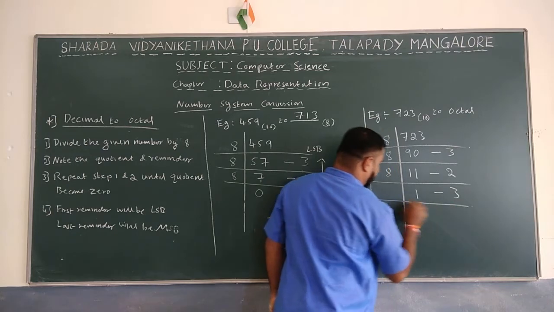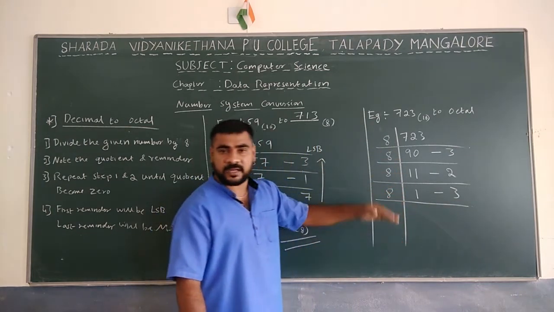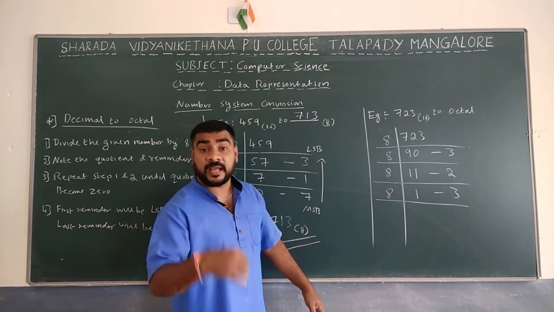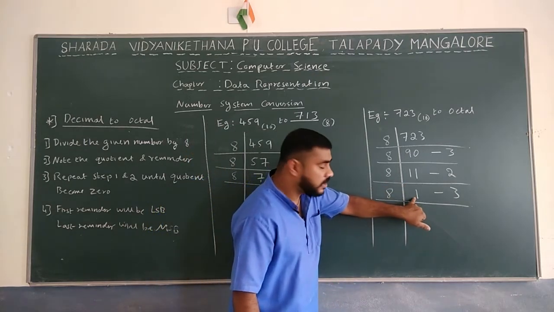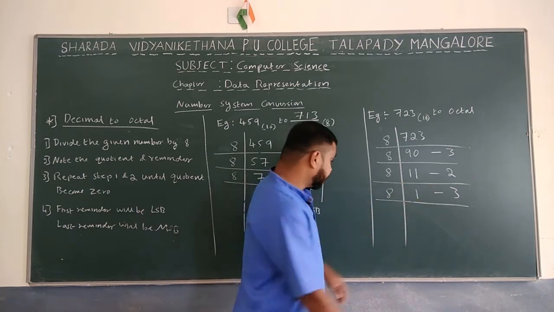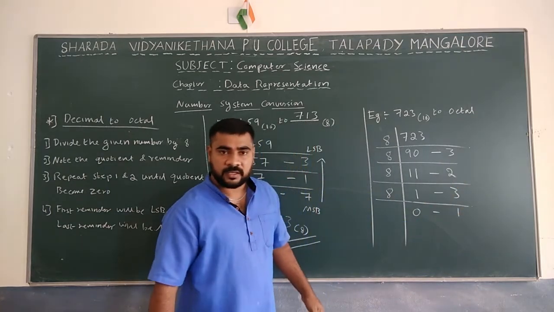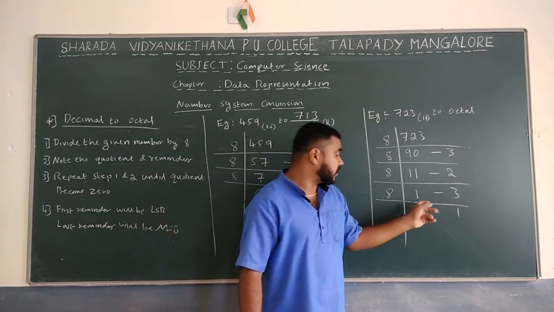Once again divide the number by 8. You have to repeat the steps again and again until the quotient becomes 0. Then here the quotient will be 0 and the remainder will be 1.